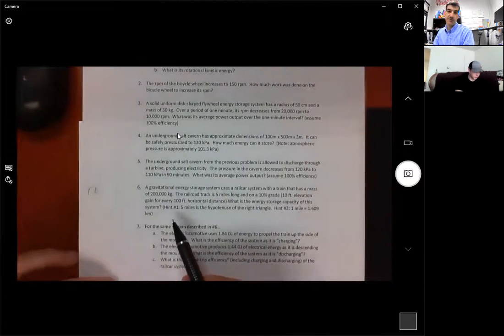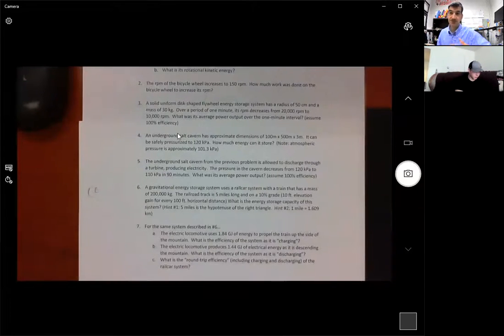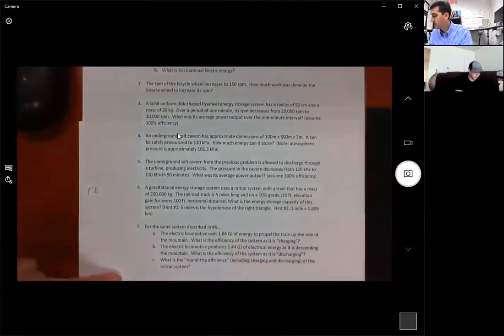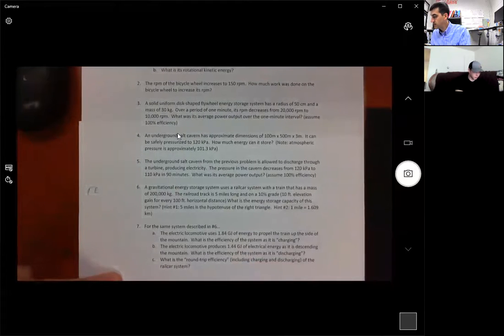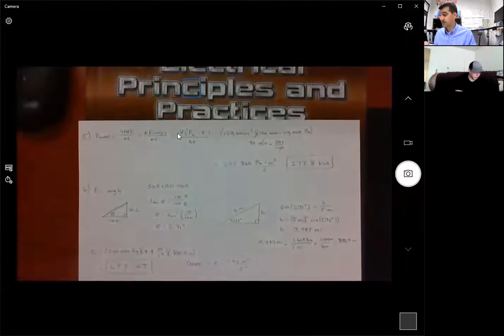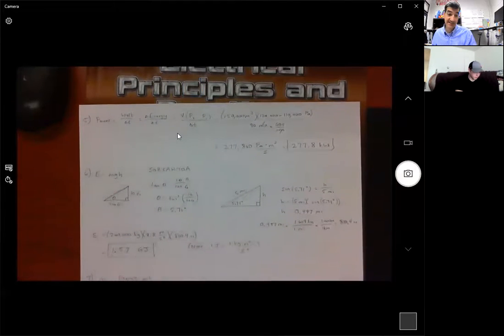Here's some hints. If you think about this triangle that is the mountain, there's a horizontal distance and a vertical distance, and the hypotenuse of that triangle is 5 miles. So it clarifies that. And it also gives you a conversion from miles to kilometers. There are actually different ways of doing this. I'm going to show you the way that I did it, which I think is probably the quickest way.